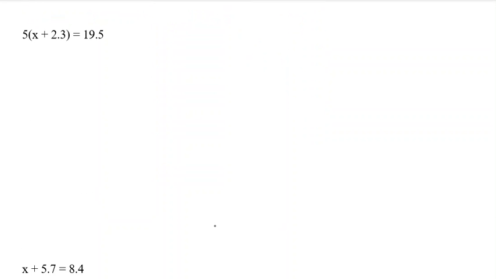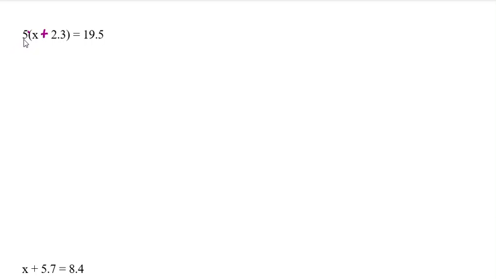Let's remember this was a complex looking one. We have 5 times the quantity x plus 2.3 equals 19.5. So we ask the same question, what's being done to x? Well, we have this times 5 outside the parentheses, we have this plus 2.3 inside the parentheses. Normally we would undo the addition or subtraction first. We go reverse order of operations.